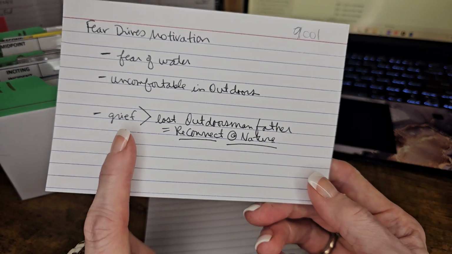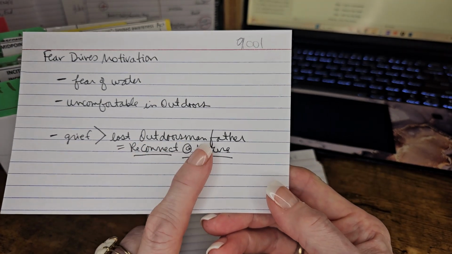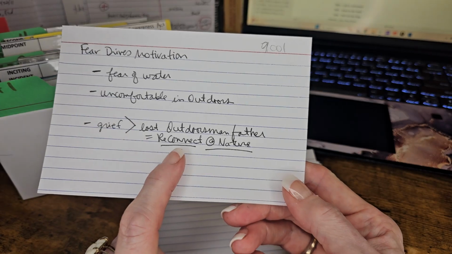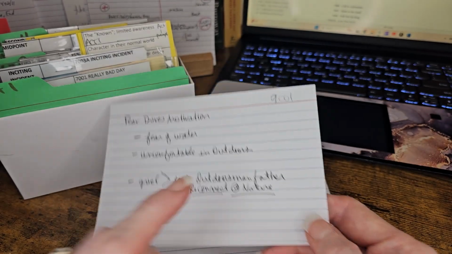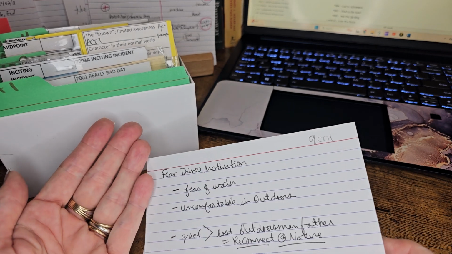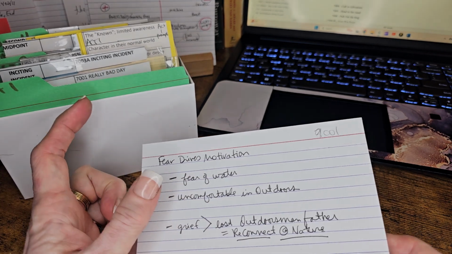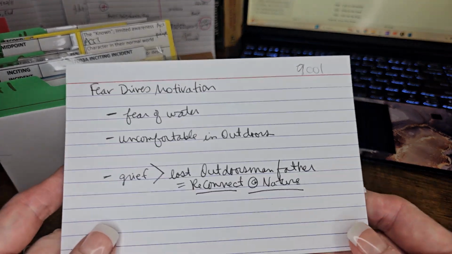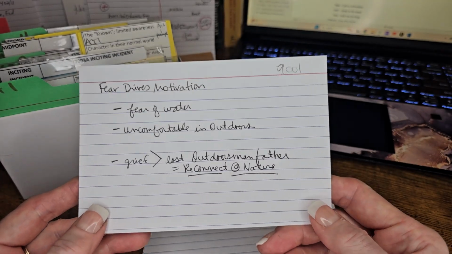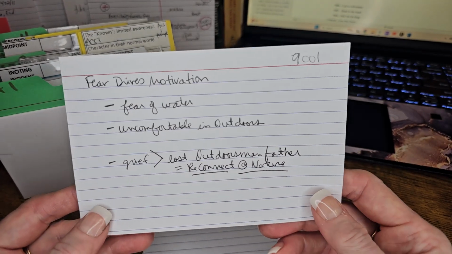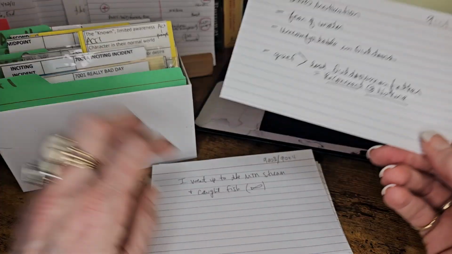As a third option, grief. What if he lost his outdoorsman father and his will to reconnect with nature is very strong? Therefore, when he makes this decision to go on this fishing trip and catches this little fish that he's so proud of, he's being driven by some very powerful motivators. This is all of the important pre-writing work that you're doing on your note cards and tucking into your box.